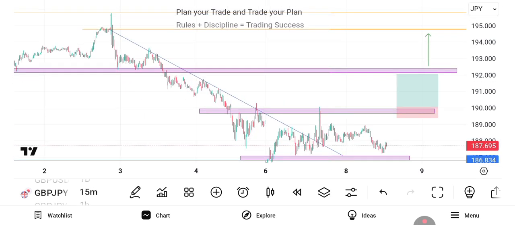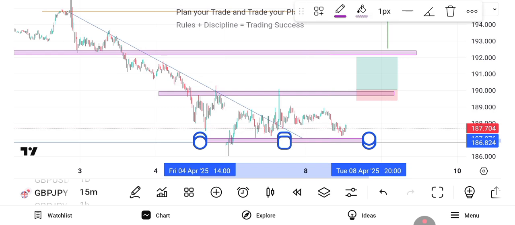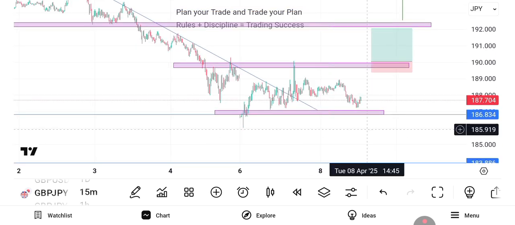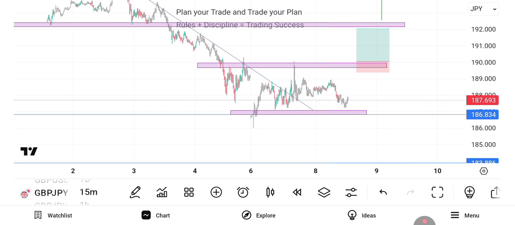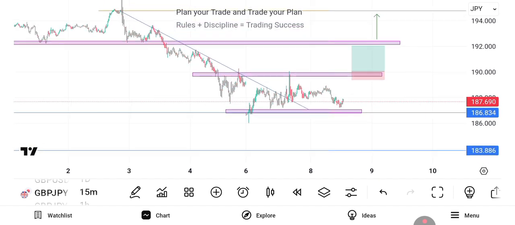So two things can happen. The market can come to this zone and move up, or it can break below. Don't be too fixed on your bias, because the market can change direction anytime. That's the forecast, and I hope it plays out as planned.